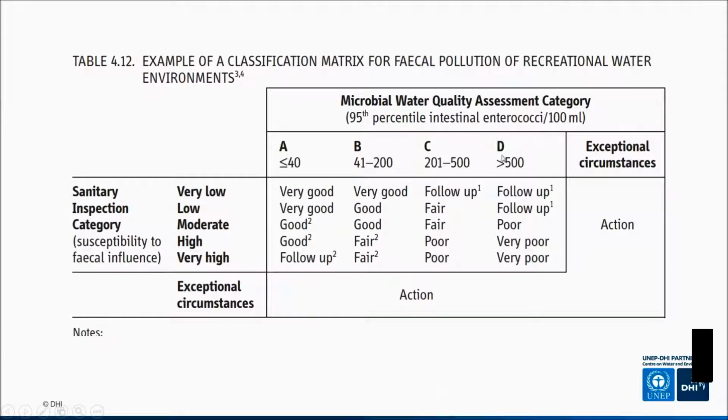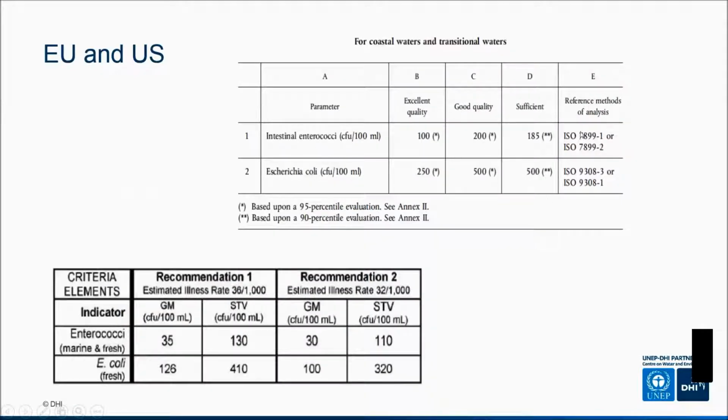So based on the water quality categories and categories related to the sanitary inspection, you can classify your bathing water locations between very good and very poor, and from that classification you can take actions to either improve the water quality based on your knowledge from the sanitary inspection, or you can close down the beach. The European Union has similar water quality parameters. Here it is enterococci as well, and the US EPA has recommendations for the states, and they also operate with illness rates from 2 to 3 or 4%. So obviously there is a risk, even though the water quality is pretty good.